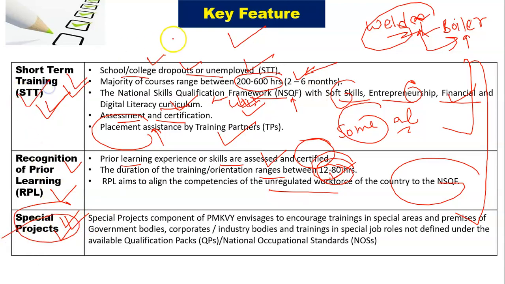So short term is for school dropouts, for a lower-skilled person who requires more time for skill development. Recognition of prior learning requires a short time because they are already skilled. But special projects are the component which envisages encouraging training in special areas and premises of government bodies, corporate industry, and training in special job roles not defined under the available qualification pack or national occupation standard, which I have told you, just like the boiler.